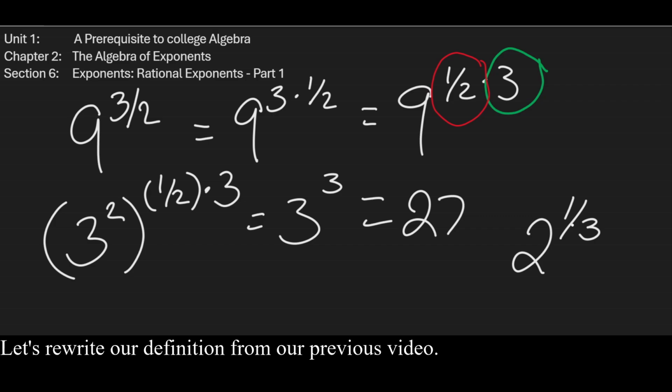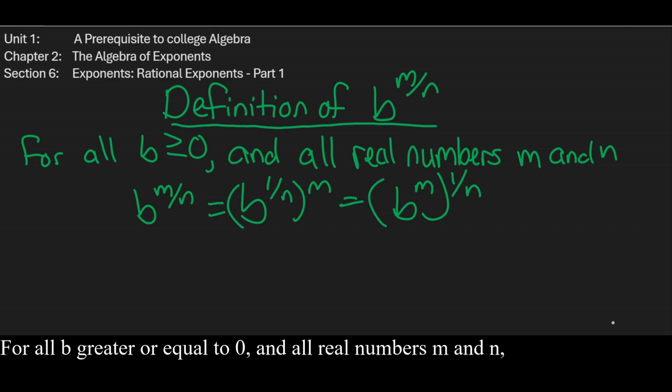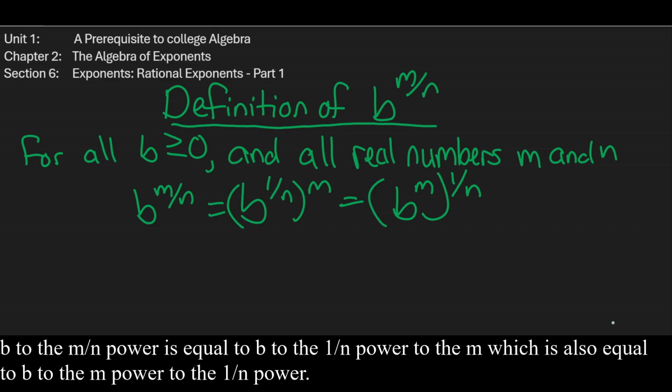Let's rewrite our definition from the previous video. Definition of b to the m over n power. For all b greater than or equal to 0, and all real numbers m and n, b to the m over n power is equal to b to the 1 over n power to the m power, which is also equal to b to the m power to the 1 over n power.